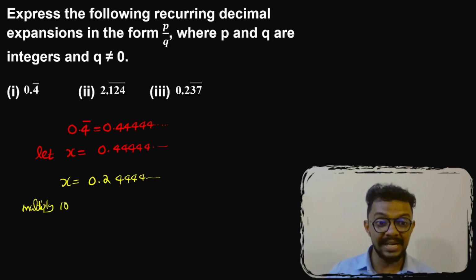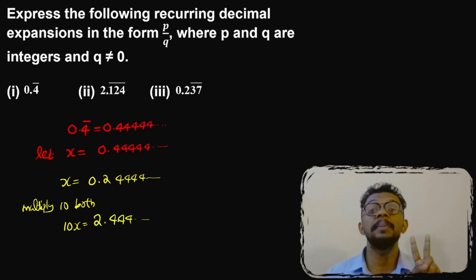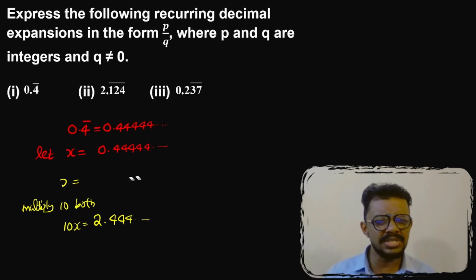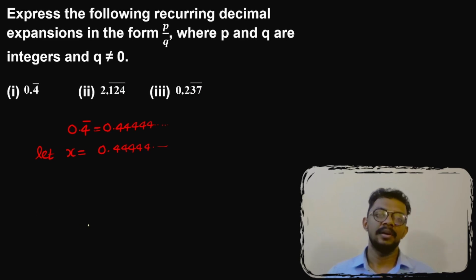Why 10 on both sides? I will get 10x, and 10 times this number is 2.444. Now the decimal is just before the repeating digit. So that's step number 2. And for our question, step number 2 is not needed, because the decimal is already just before the repeating digit.